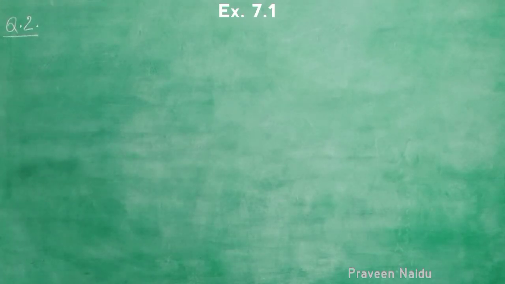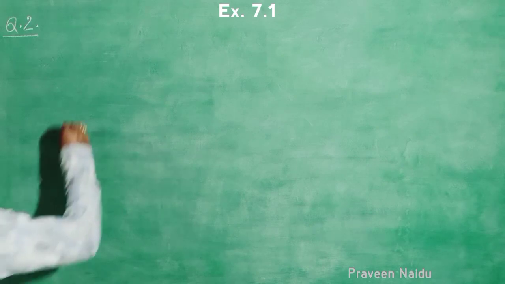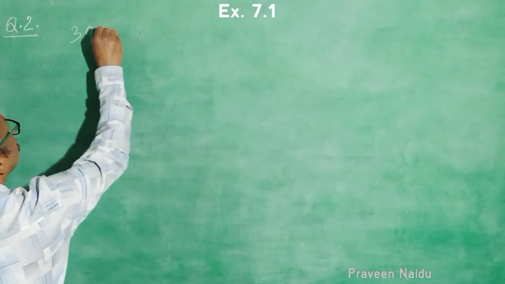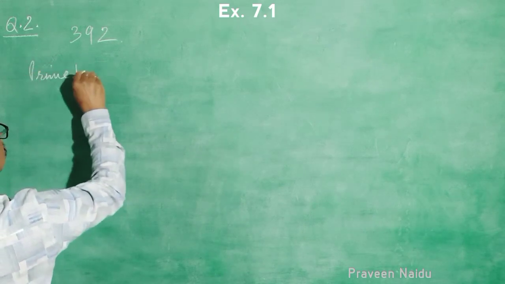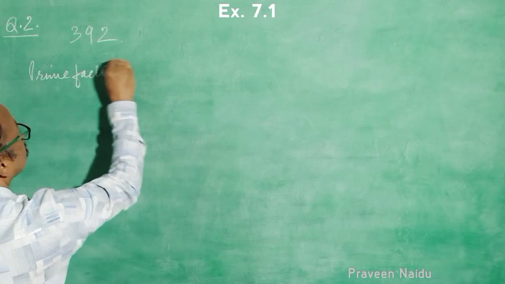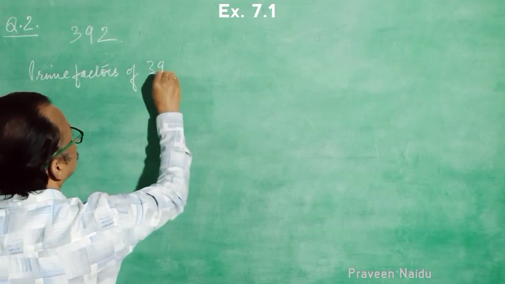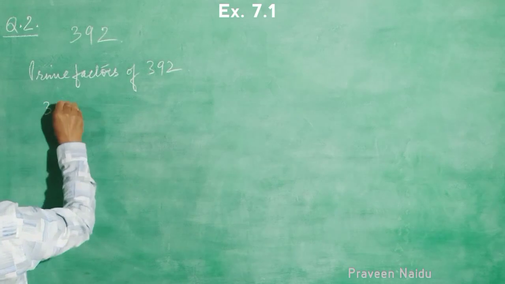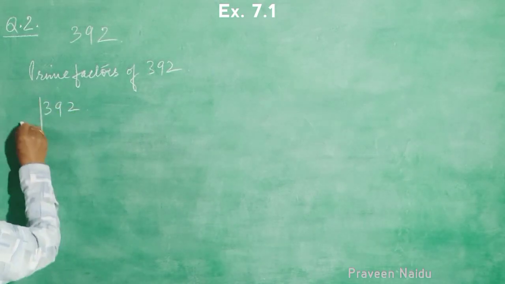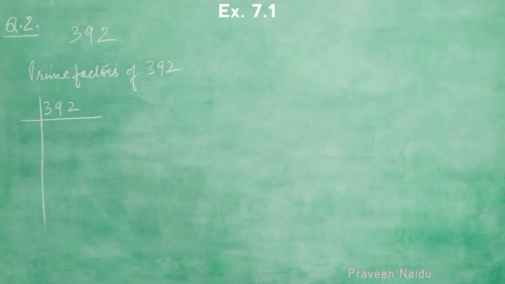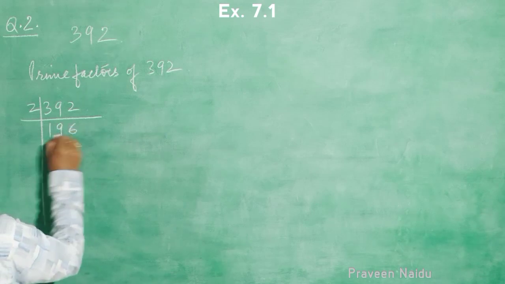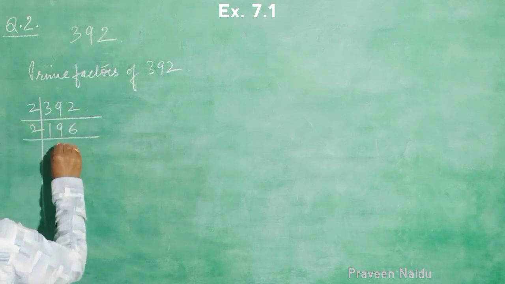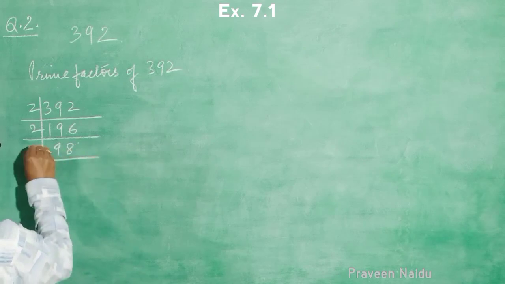Exercise 7.1, question number 2. In this question, we have to find out a number that must be multiplied by the given number 392 to make it a perfect cube. Simply, it is clear that 392 is not a perfect cube. First of all, we have to find the prime factors of 392.